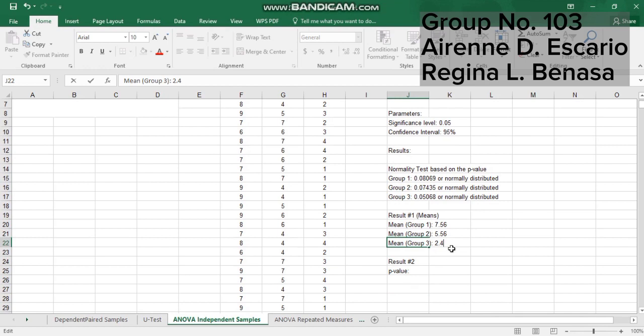Before we proceed to the calculation for ANOVA for independent samples, let us first interpret our result number 1. So, which of these groups has the highest mean? Group 1 has the highest mean, which means that this group has the longest hours of sleep among other groups. On the other hand, Group 3 has the lowest mean. This group has the shortest hours of sleep among the 3 groups.